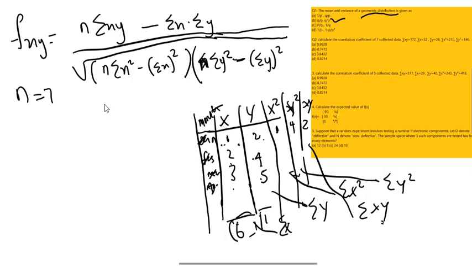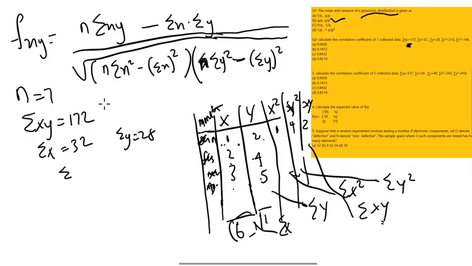Then summation xy is 172 here, so we write summation xy equals 172. Then we have summation x equal to 32. Then summation y equals 28. Then summation x square equal to 210. And then summation y square equal to 146.